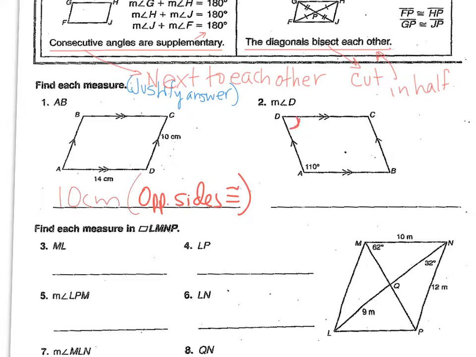The measurement of angle D. How much would that be? Angle D. 70 is right. How did you get the 70, Andy? Okay, so consecutive angles are what? Supplementary. Okay, so if they're supplementary, that means that 180 subtract the 110, and that gives you the 70. Okay, so that is 70. Good job, Andy.